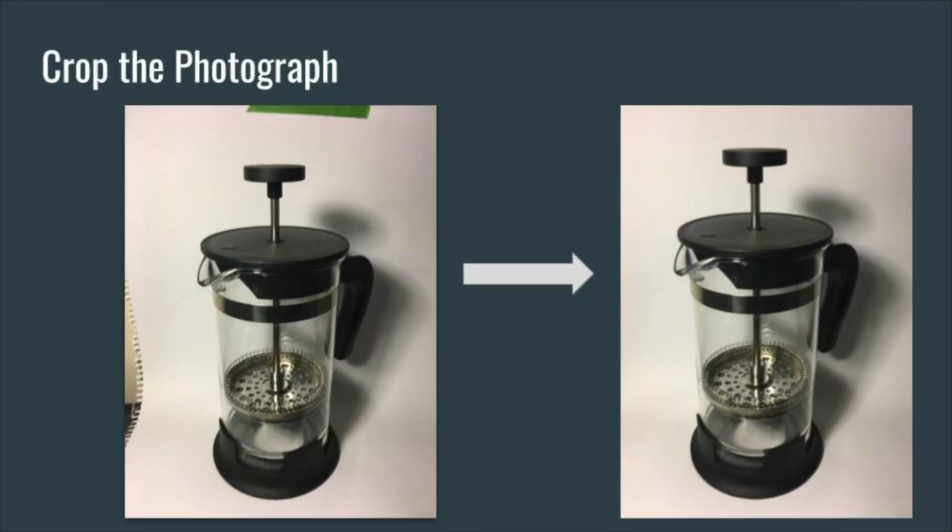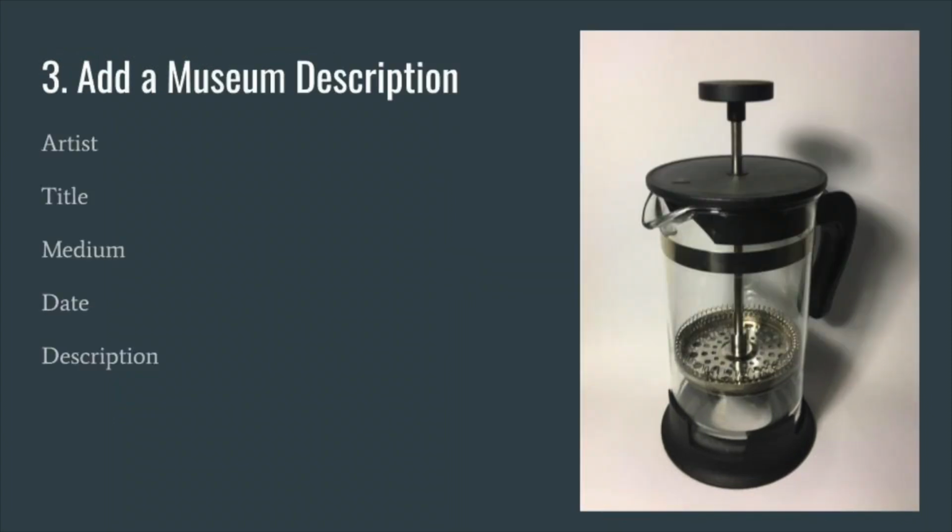I actually recommend taking several pictures if you can and then picking the best one. And then if there are any outside details, like in my first picture there's a little bit of tape showing at the edge of my paper, make sure you crop those out. The third and final step is to add a museum description. This is all the details that would be listed on a little card next to this photograph if it was hanging in a museum somewhere.